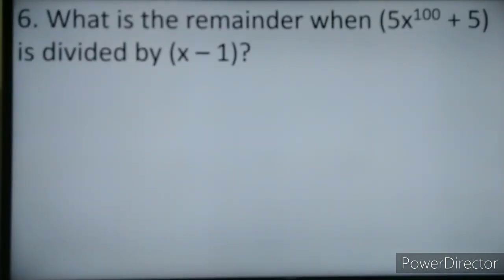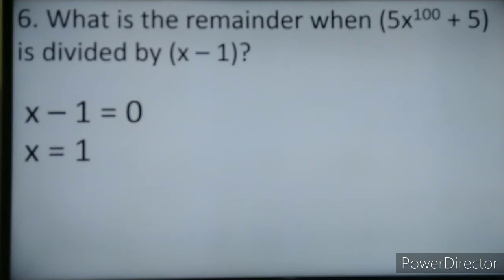Next, question number 6. What is the remainder when quantity 5x raised to 100 plus 5 is divided by quantity x minus 1? Let us show the solution. First, equate the divisor to 0. X minus 1 equals 0. Adding both sides by positive 1, the answer now is equals to 1.